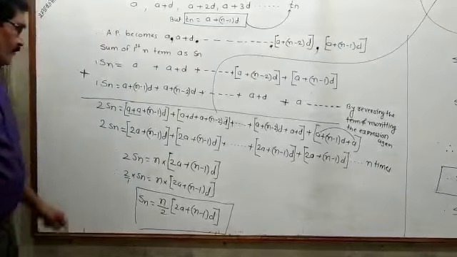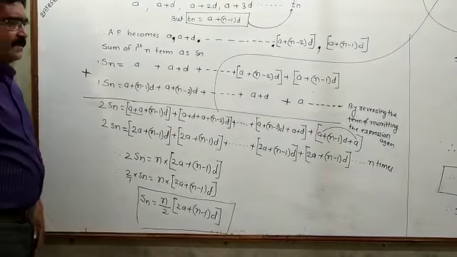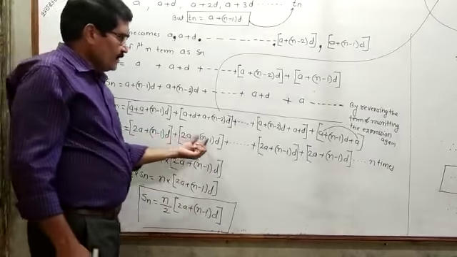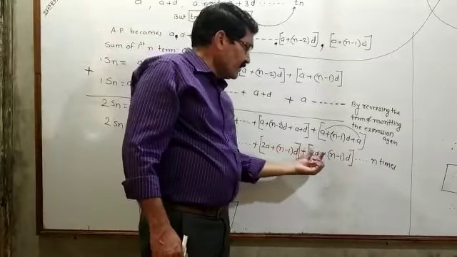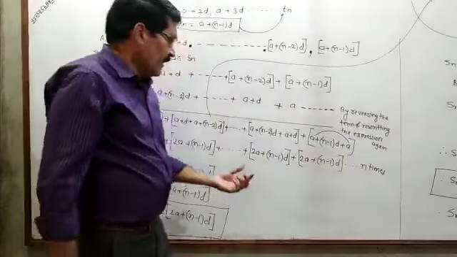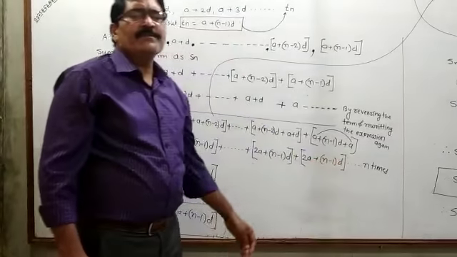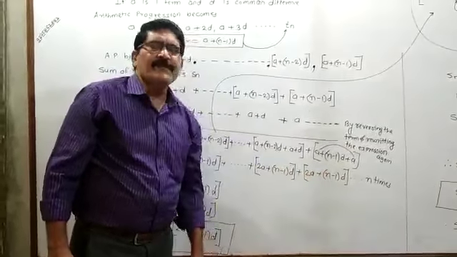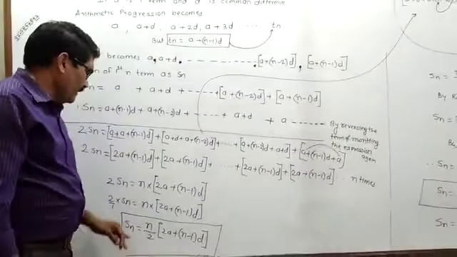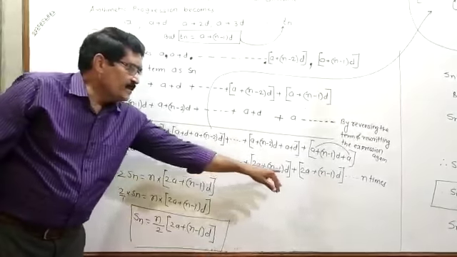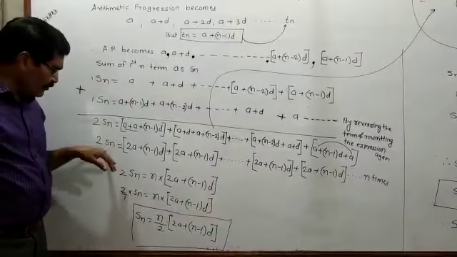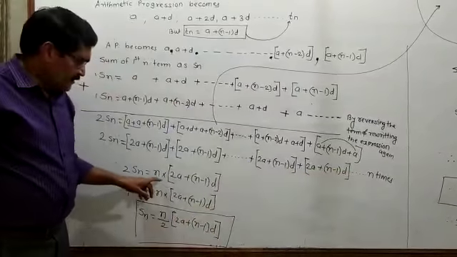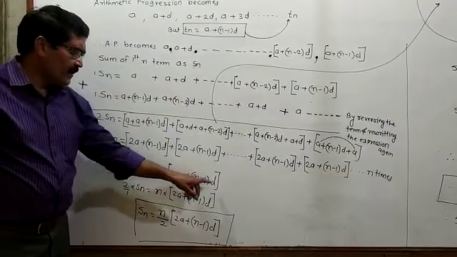Then what you have to do, this 2Sn you have to write as it is, but if you observe this step, this is 2a plus n minus 1 into d, 2a plus n minus 1 into d, and this will repeat n times. If the AP has n terms, 2a plus n minus 1 into d will come n times, and instead of writing this n times like this, I will write 2 into Sn is equal to n multiplied by 2a plus n minus 1 into d.